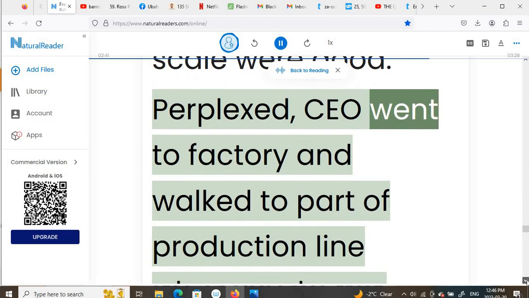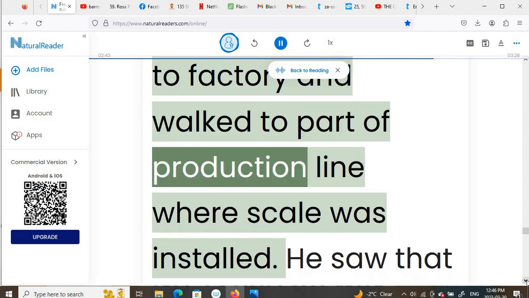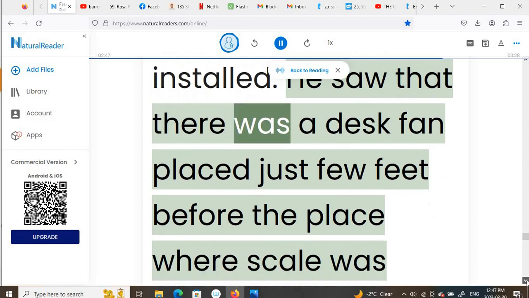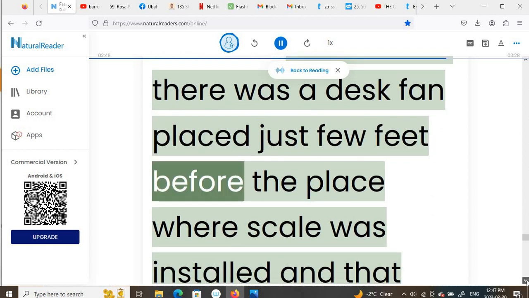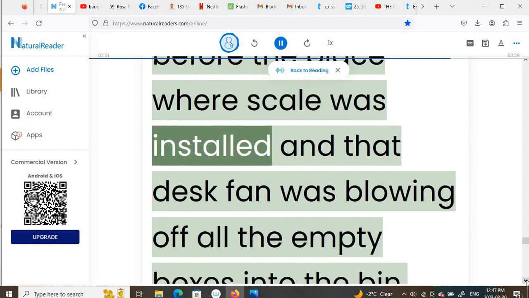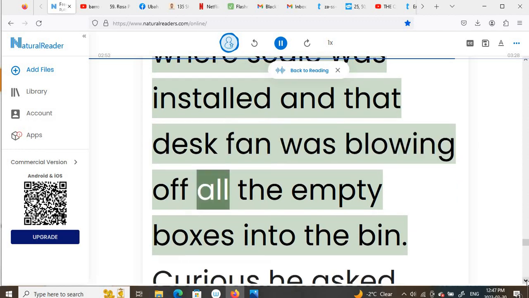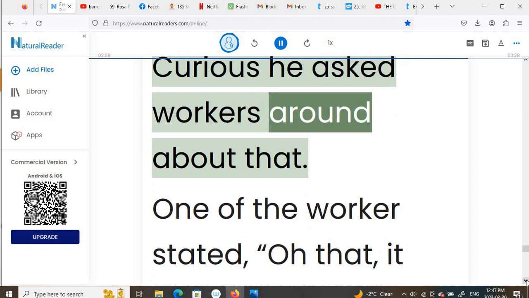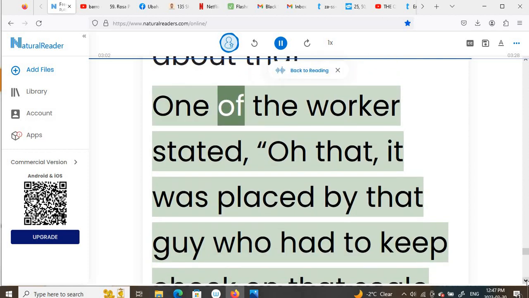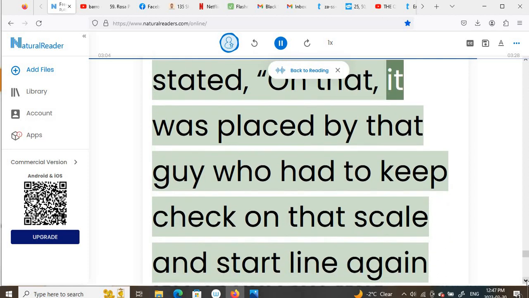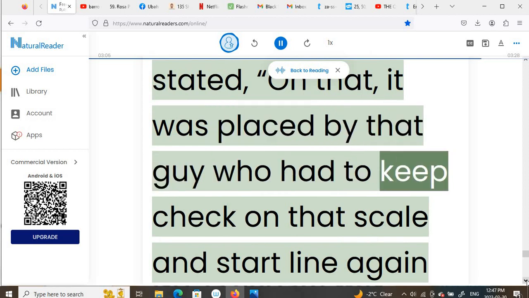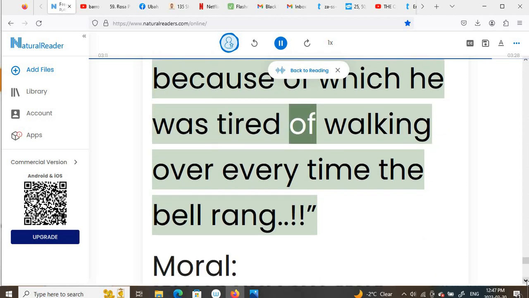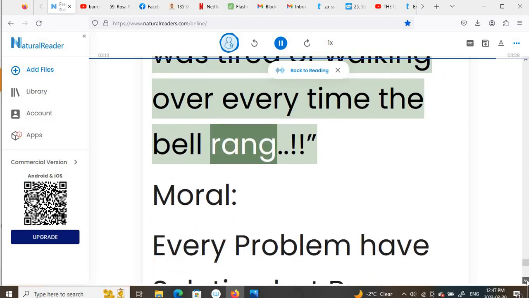Perplexed, the CEO went to the factory and walked to the part of the production line where the scale was installed. He saw that there was a desk fan placed just a few feet before the place where the scale was installed, and that desk fan was blowing all the empty boxes off into the bin. Curious, he asked workers around about that. One of the workers stated, oh that, it was placed by that guy who had to keep check on that scale and start the line again, because of which he was tired of walking over every time the bell rang.